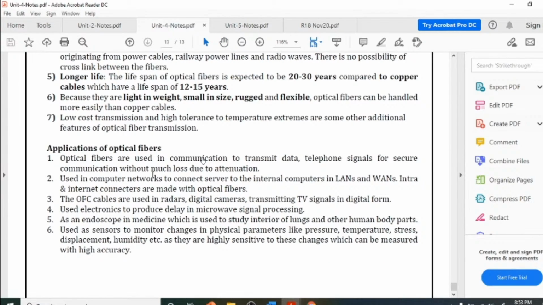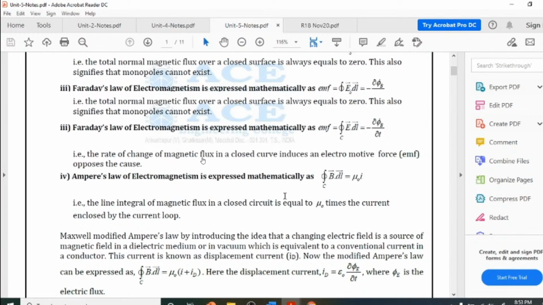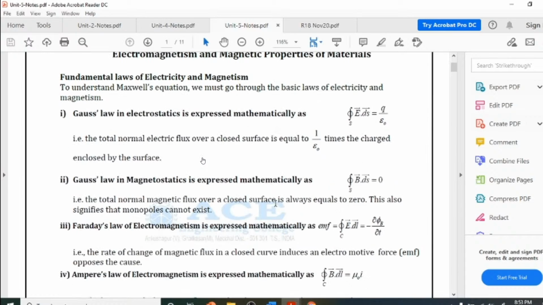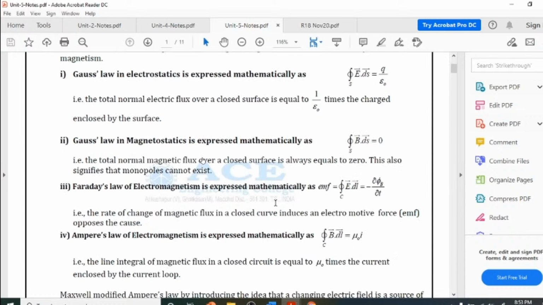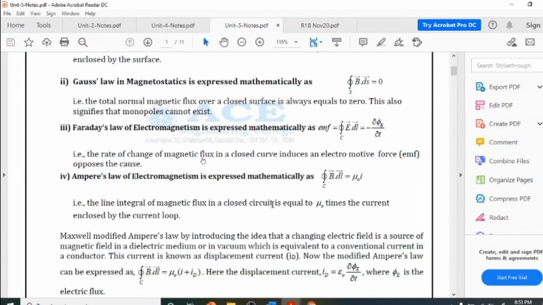So we move on to unit 5, which is about electromagnetism and magnetic properties of materials, where you would have fundamental laws of electricity and magnetism, which are very, very small. Gauss law of electrostatics, Gauss law of magnetostatics, Faraday's law of electromagnetism, and then Ampere's law of electromagnetism. So all these are very small laws. You would be asked about them.